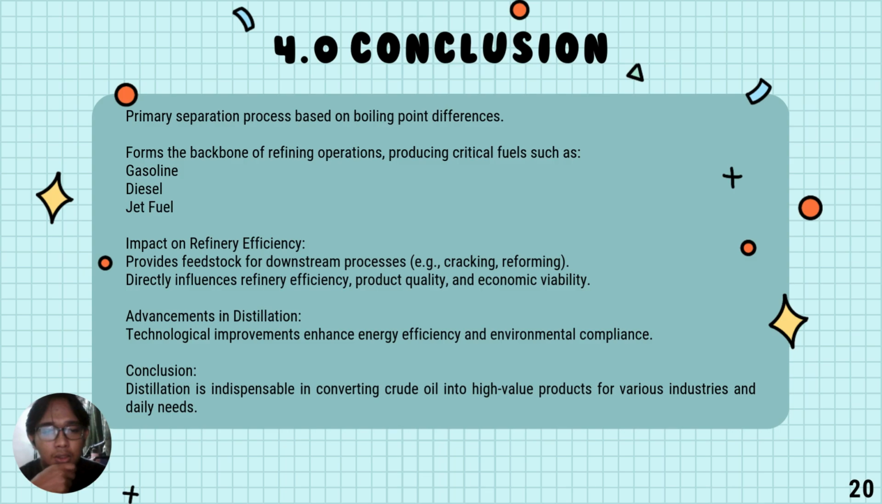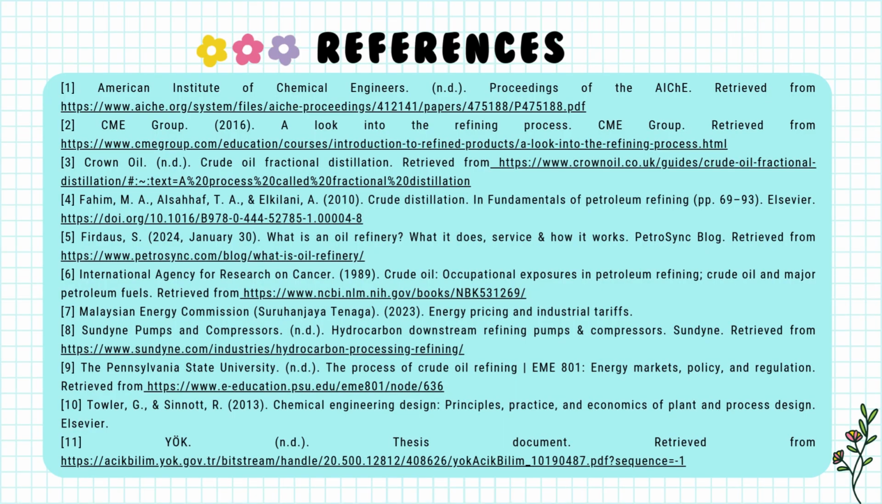So further advances in distillation technologies and energy optimization have enhanced distillation's role in achieving operational efficiency and compliance with current environmental concerns. So to conclude our project, the separation process therefore plays an important role in a modern refinery and provides the base to convert crude oil into many high value products for industry, transport, and for daily needs.